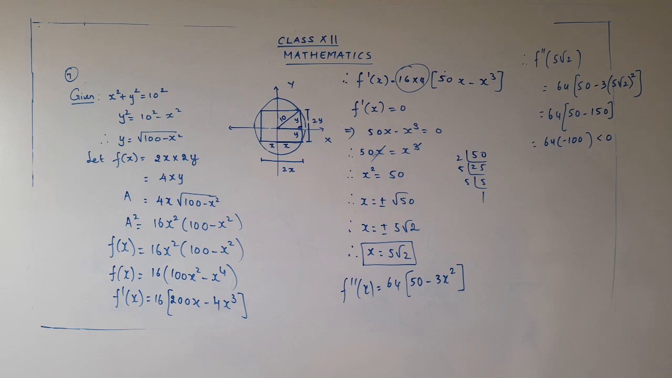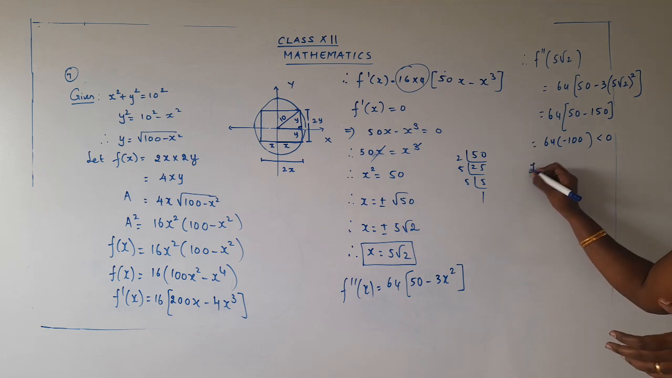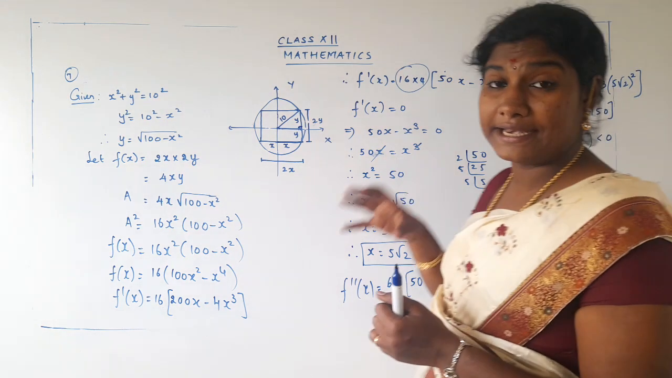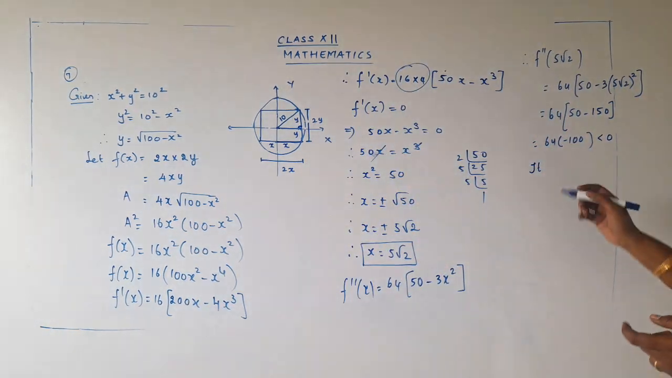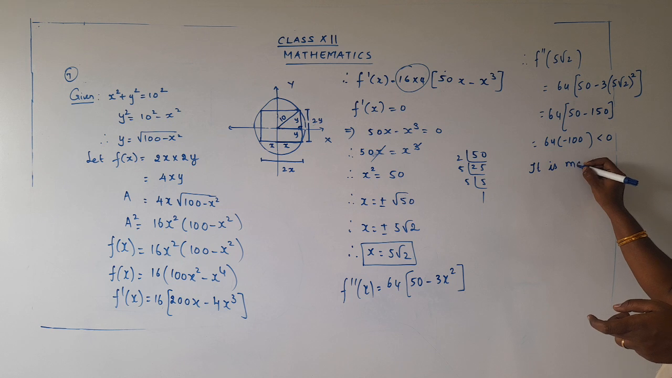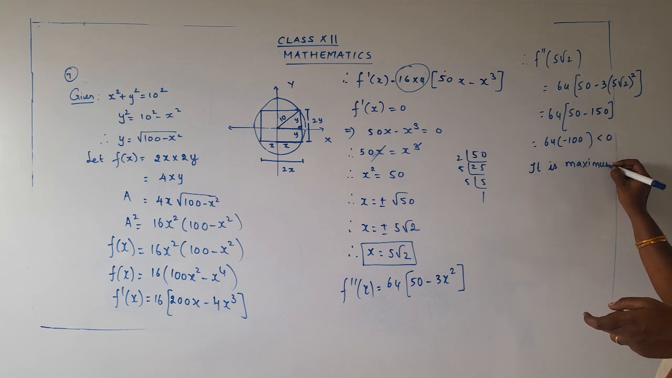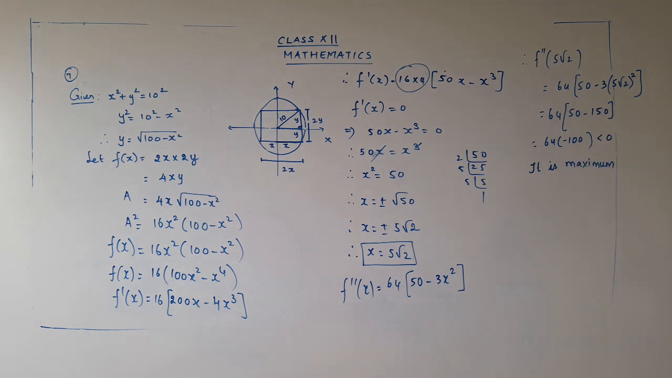If it is less than 0, then you have to say that it is maximum. We have to show that the area was maximum. So I am getting a negative answer here. That means the area is maximum. So just mention here it is maximum.